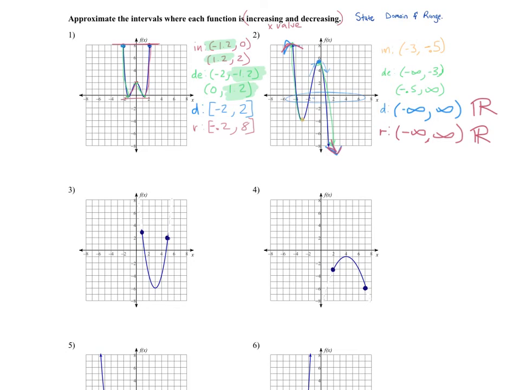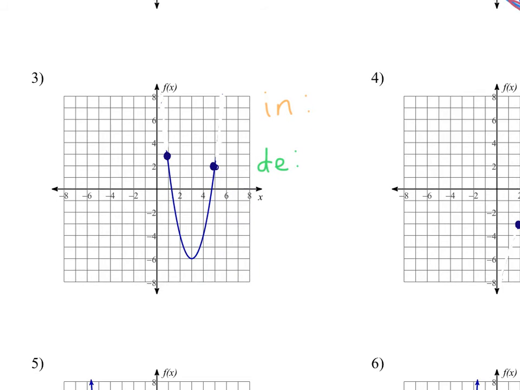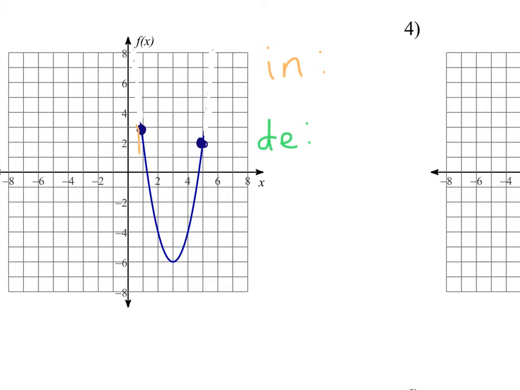All right, let's take a look at number 3. We need to find when we're increasing and when we're decreasing. So our graph starts going down until this point. Our graph starts at +1, and then it stops decreasing when x is 3. So it's decreasing from 1 to 3. And then we're increasing from 3 to when x is 5.